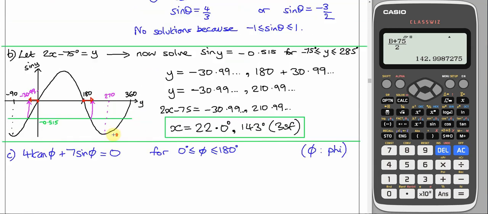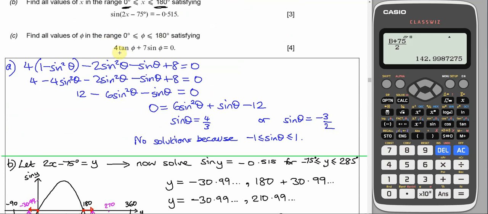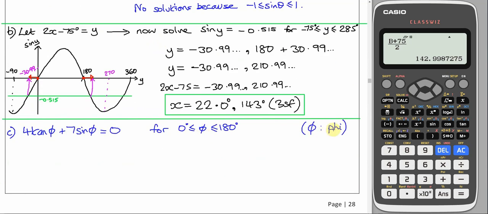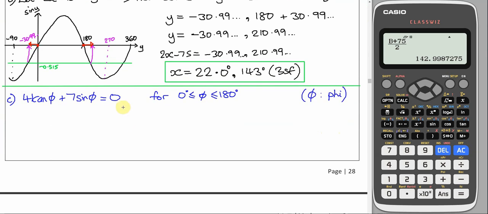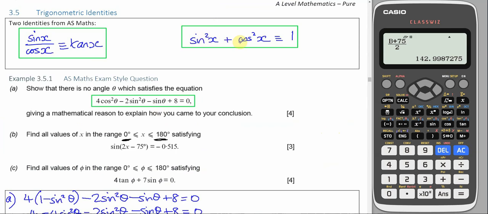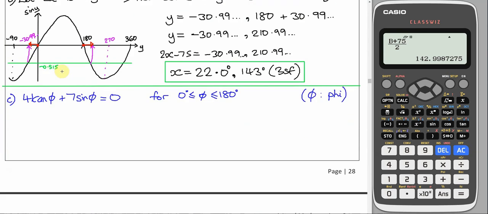Part C was to solve the equation 4 tan phi plus 7 sin phi equals 0 for values of phi between 0 and 180 degrees. This symbol is phi. So nothing's squared here, so I'm not going to try and use the sine squared x plus cos squared x equals 1 identity. Instead I'm going to look at the other one, sin x over cos x equals tan x. So I'm going to start by replacing tan phi with sin phi over cos phi.